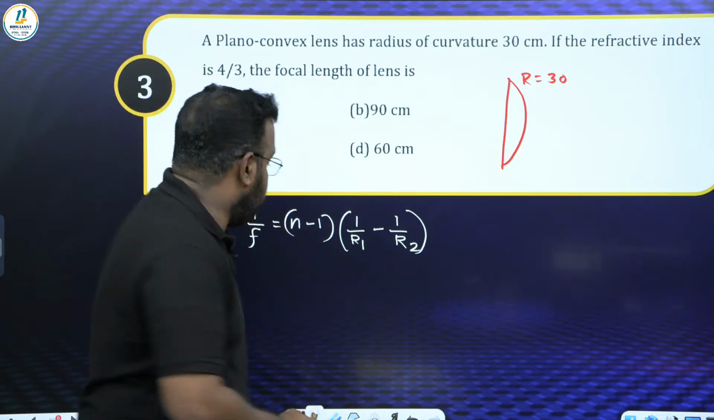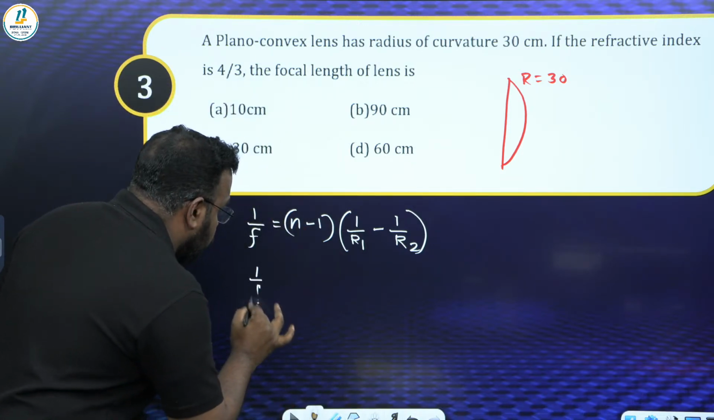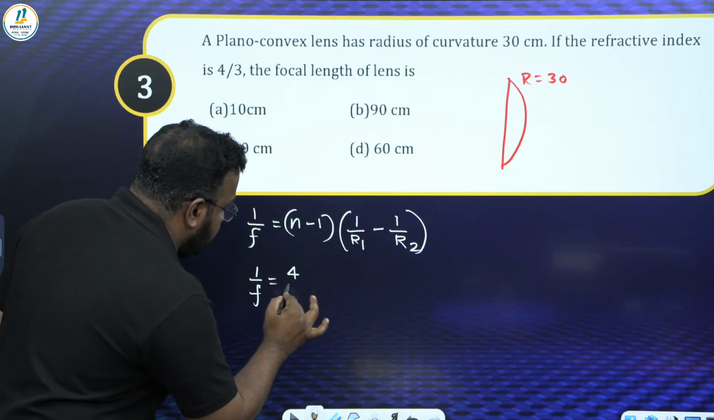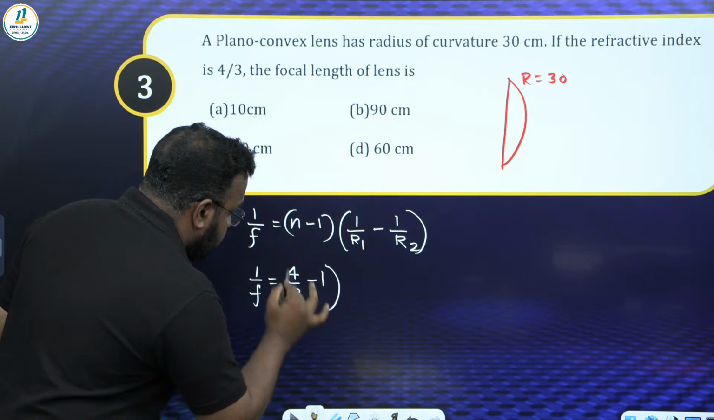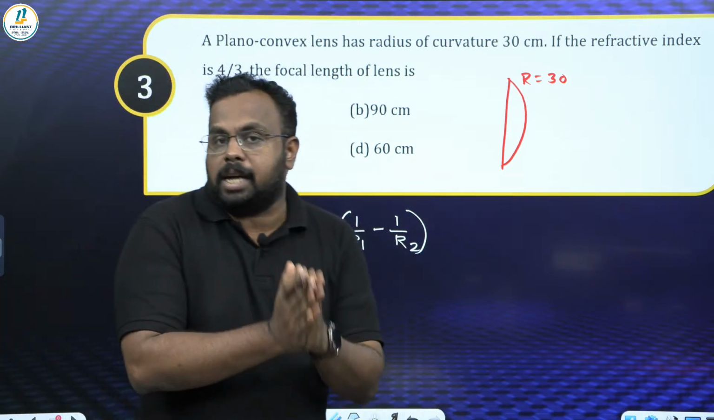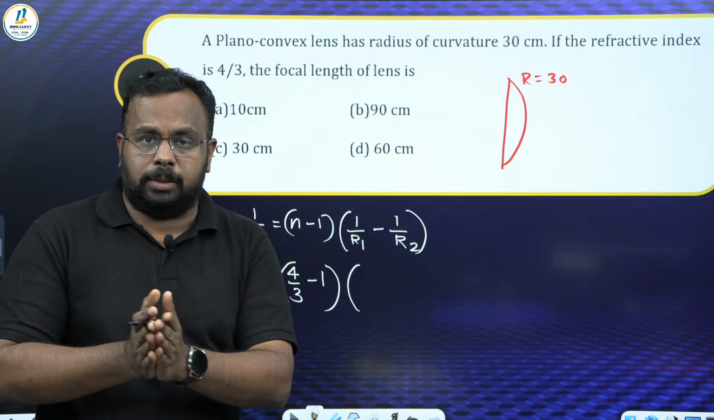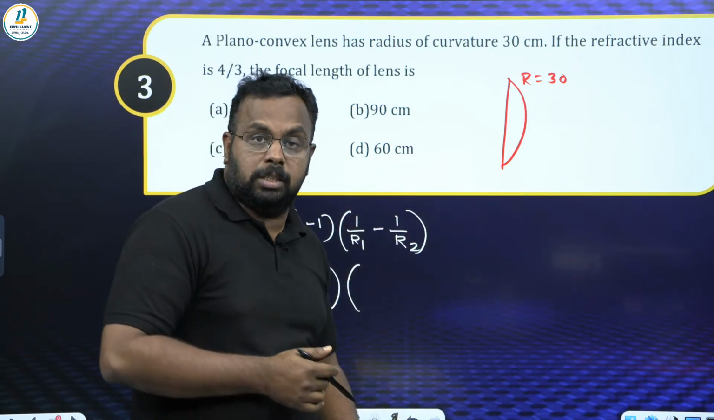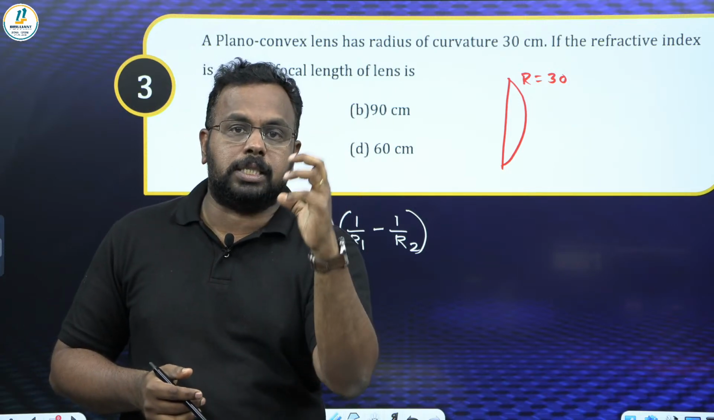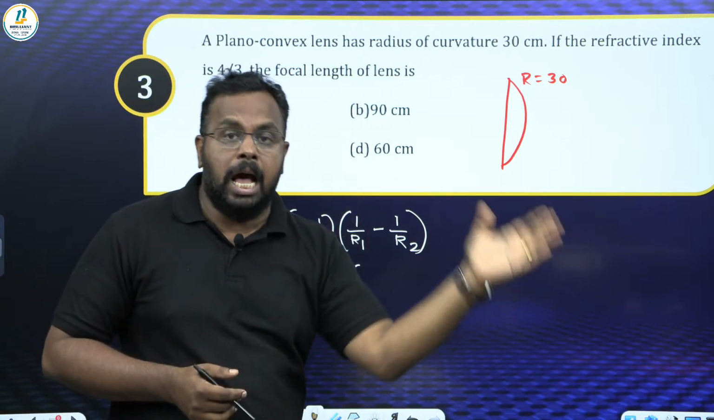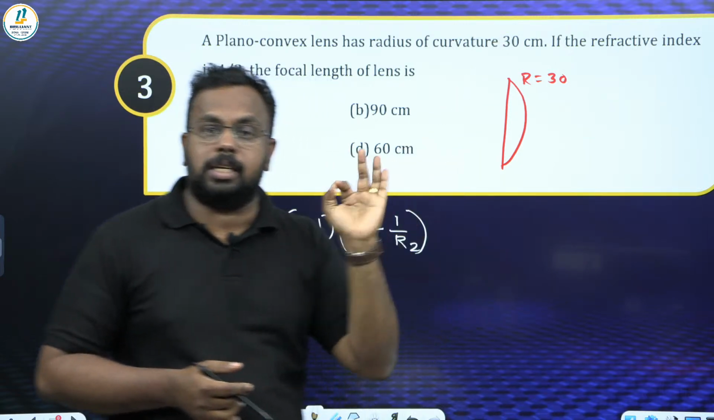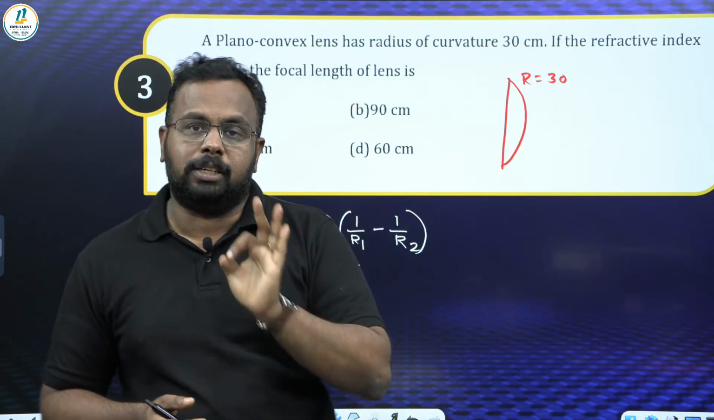Let me check. Okay, so 1/f is equal to (n minus 1). What is the refractive index? It's given as 4/3. So (4/3 minus 1) into 1/R1. What is R1? Every lens has two refracting surfaces. This lens also has two refracting surfaces, but the first surface is a flat surface. So R1 is the radius of curvature of the first surface, R2 is the radius of curvature of the second surface. For a flat surface, what is the radius? A flat surface means the radius is infinity.